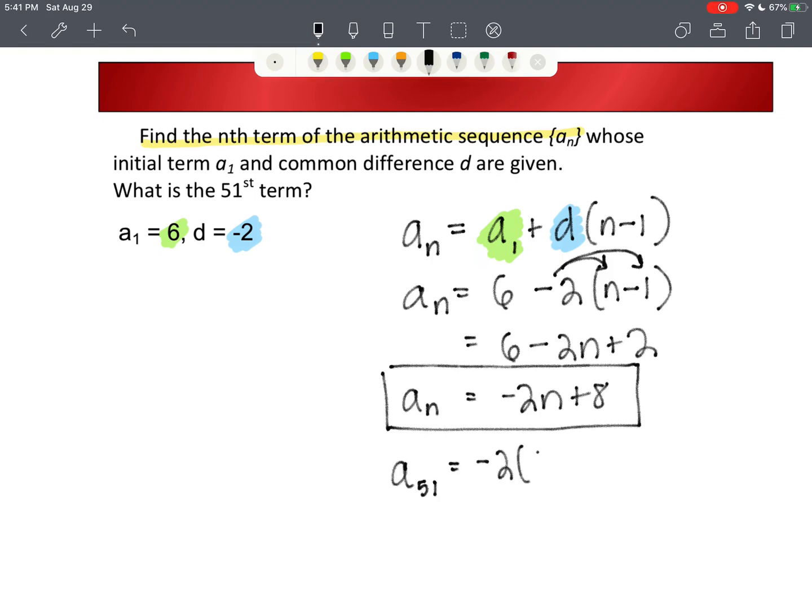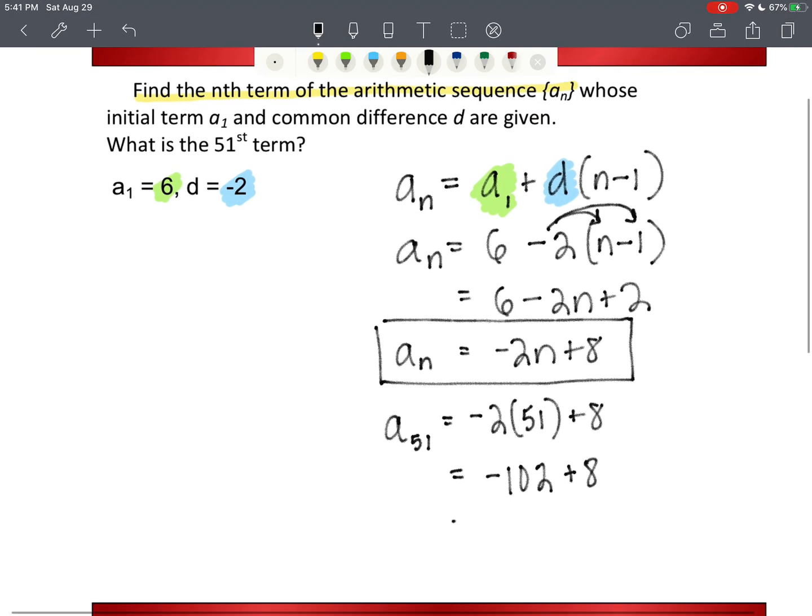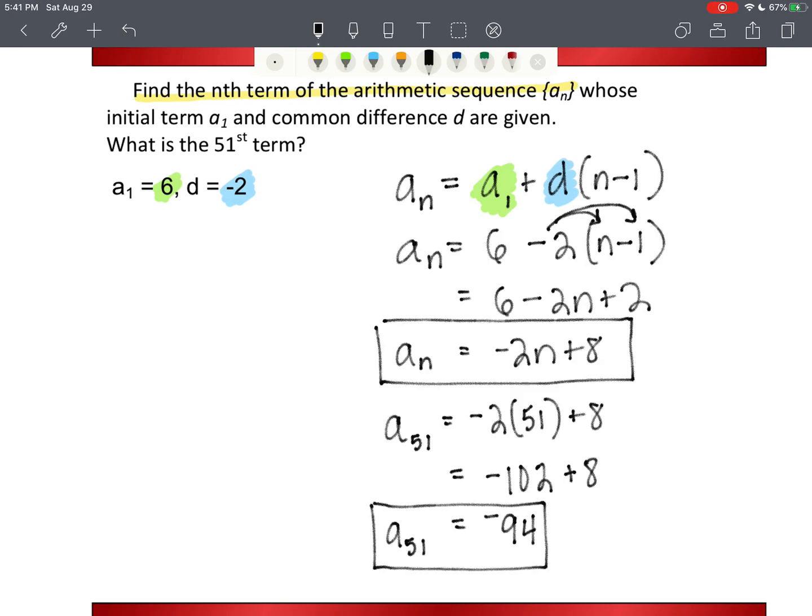So I'm going to put a 51 in for n. That gives me negative 102 plus 8 is negative 94. So the value of the 51st term is negative 94. The first term is 6. We subtract 2, we get 4. We subtract 2, we get 2, 0, negative 2, negative 4.